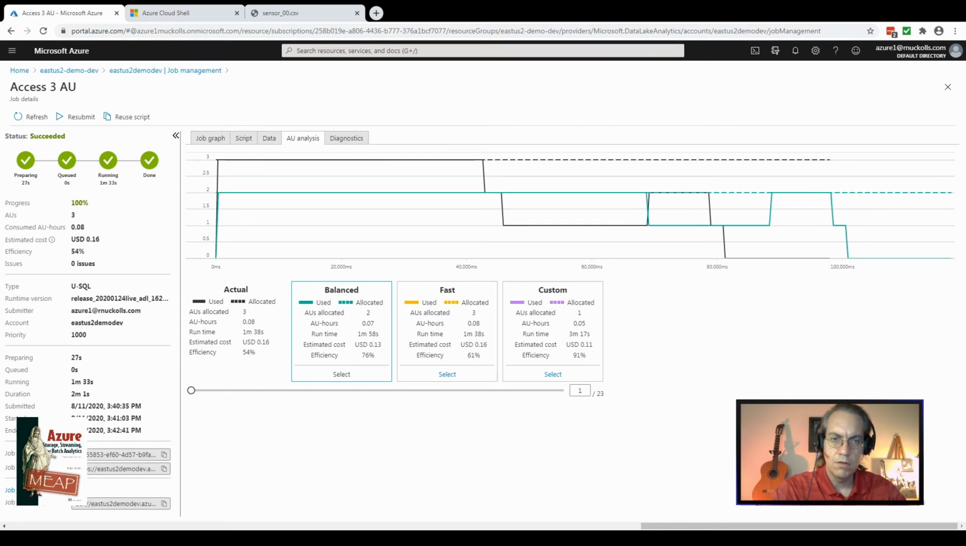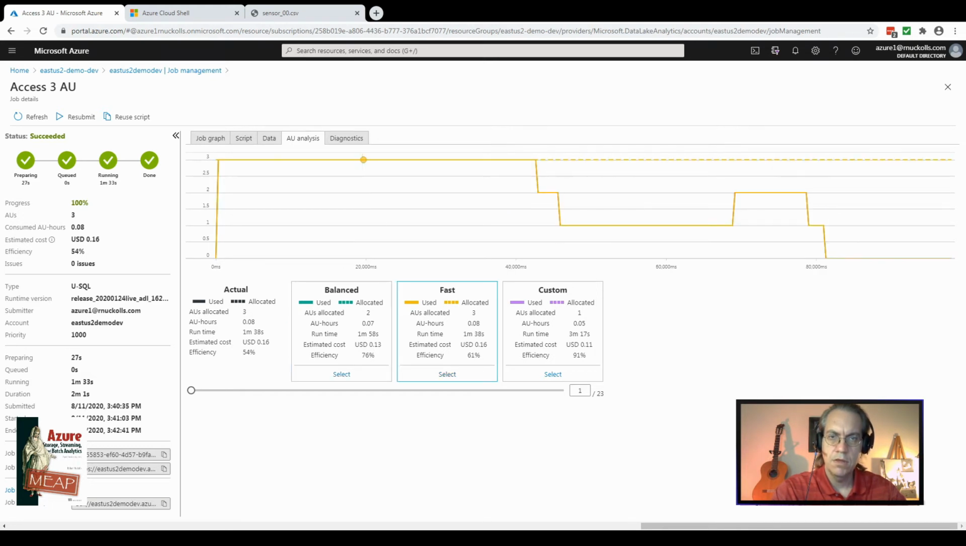See, this is calculating an efficiency of 76%. Fast is the 3 AUs that we actually used. You can see the actual efficiency and the calculated efficiency normally do not sync up, but at least the runtime is generally pretty close.